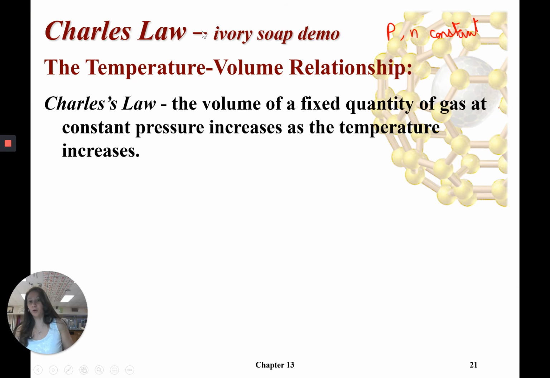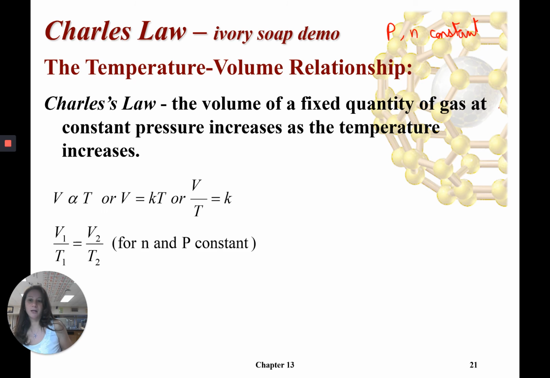In words, we'd say the volume of a fixed quantity of gas at constant pressure increases as the temperature increases. Or you can say at constant pressure and amount, the volume of a gas is directly related to the temperature. In terms of a math formula, V is proportional to T because they're directly related. So I can remove the proportionality symbol and put an equal sign and a constant: V is equal to k times T. Or I can rearrange it to say V over T is equal to k.